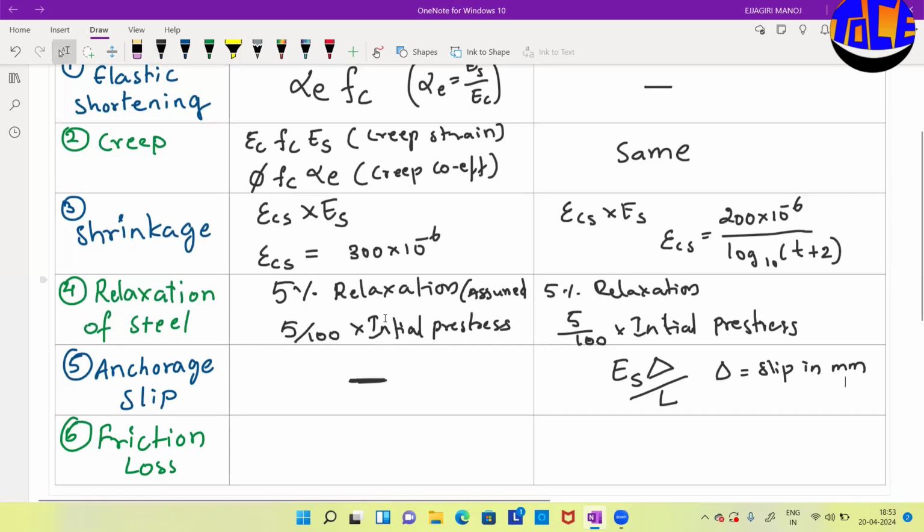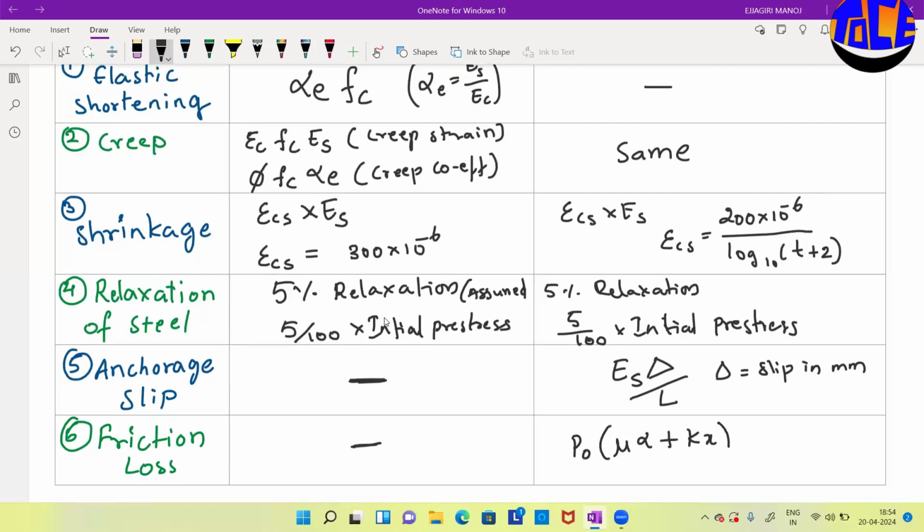Now, coming to frictional losses. You don't have these frictional losses in pre-tension, but you will have them in post-tension only. For calculating the frictional loss in post-tension, the formula that you are going to use is P naught into (nu alpha plus kx). Here P naught is nothing but the initial pre-stress.